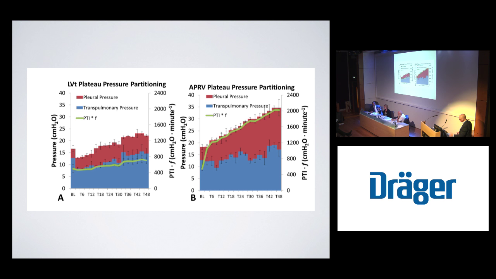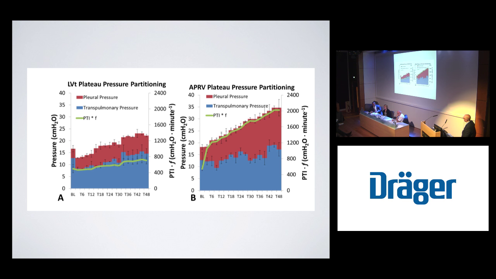Now, this slide you're showing here is from a recent study. We presented this at the Society of Critical Care Medicine in abstract form, and it's submitted for publication now. We looked at using esophageal pressure measurement, and this is not spontaneously breathing, this is in the lab. What you can see is that the transpulmonary pressure between low tidal volume and APRV is exactly the same. The difference is the chest wall component.